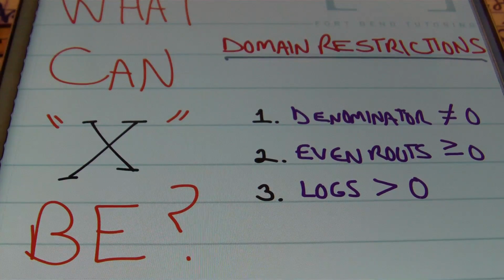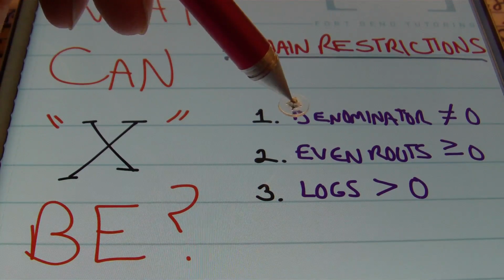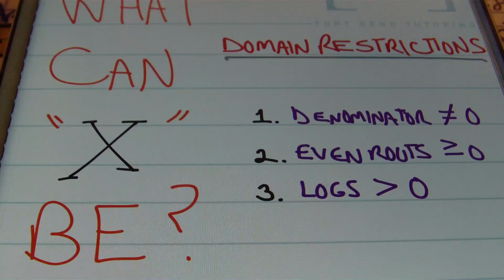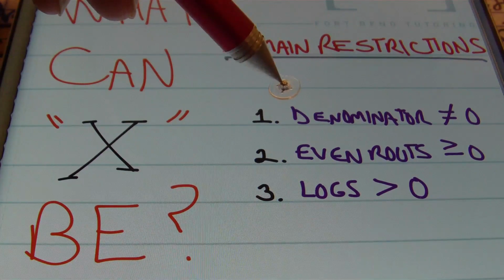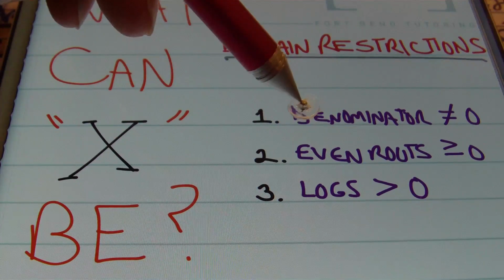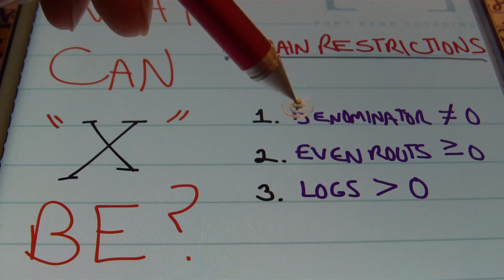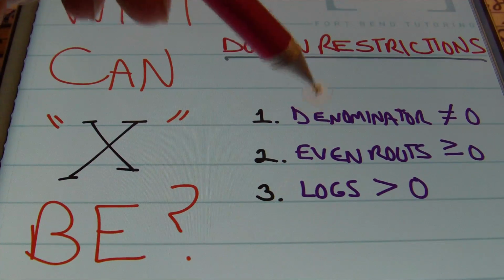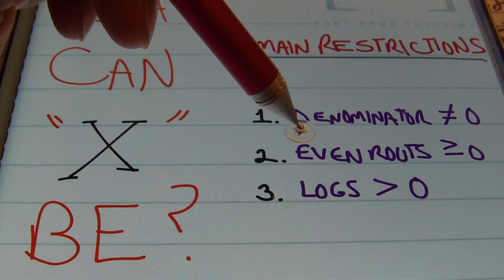That's undefined. When it comes to even roots, and we're not dealing with imaginary numbers here, so anytime you're asked for the domain restrictions, you're dealing with real values, not imaginary numbers. So you can't have negative values in even roots. In other words, I can't take the square root of a negative number. So we want to avoid situations like that.